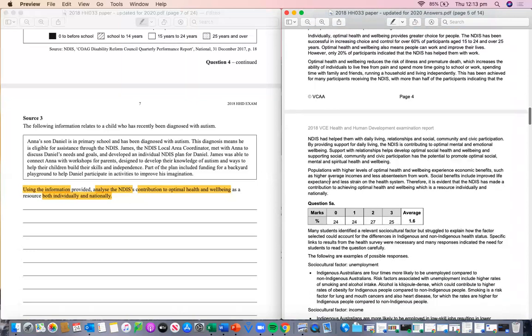Last section: populations with higher levels of optimal health and well-being experience economic benefits such as higher average incomes and less absenteeism from work. Social benefits include improved life expectancy and less strain on the health system. Therefore, it is evident that the NDIS has made a contribution to achieving optimal health and well-being, individually and nationally. So again, summarize it up, get that final mark.